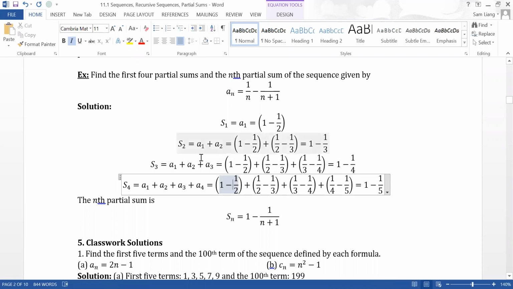So these are the first four partial sums, and then the nth partial sum is right here. That's 1 minus 1 over n plus 1. That's the pattern that we can see. S sub 1 is 1 minus 1 over 1 plus 1, S sub 2 is 1 minus 1 over 2 plus 1. From there we can write this formula. So the nth partial sum is this.